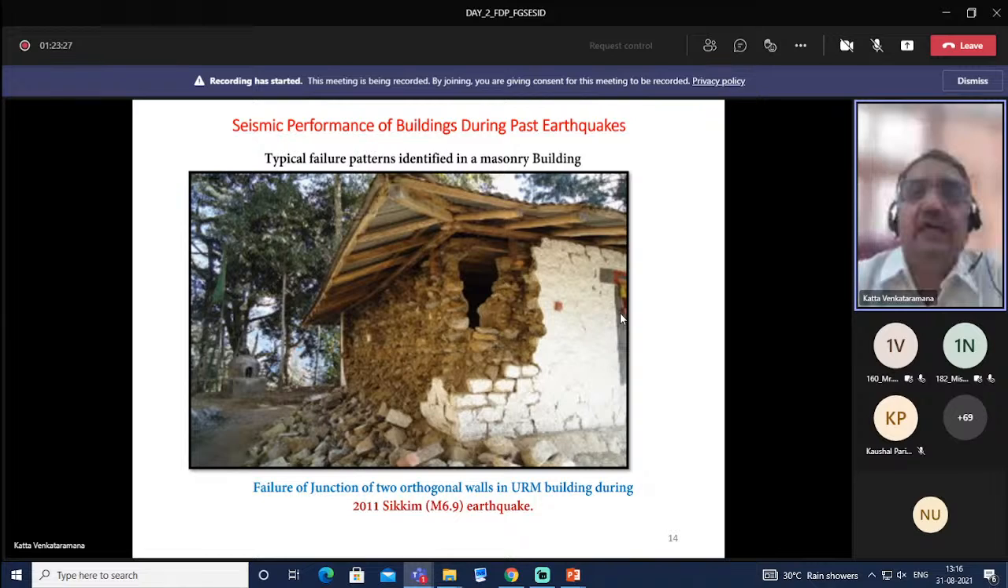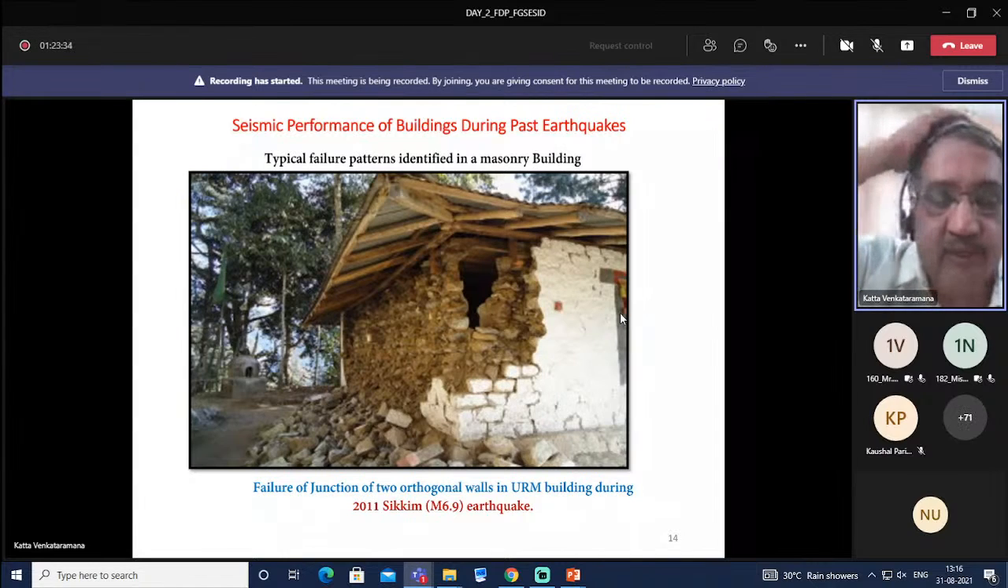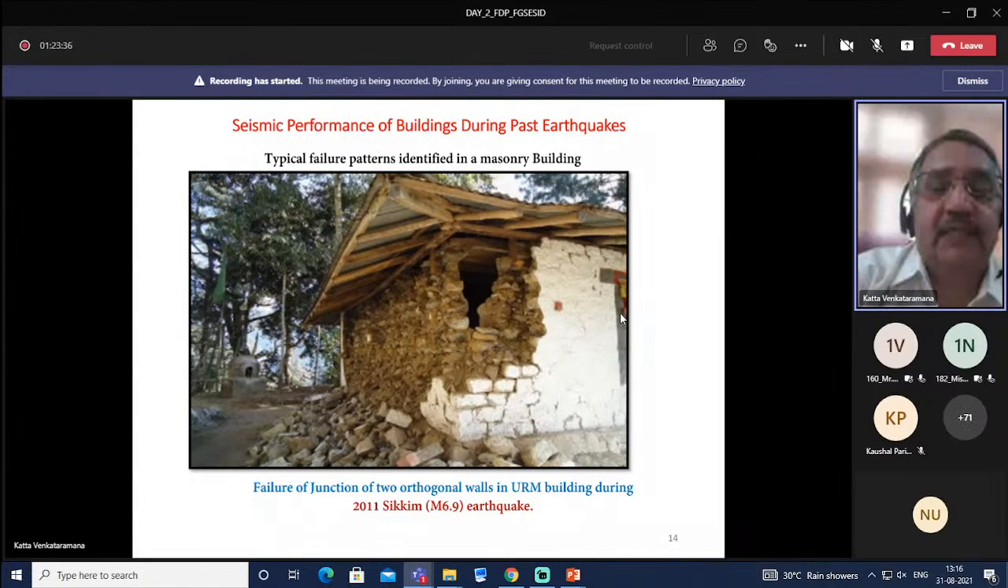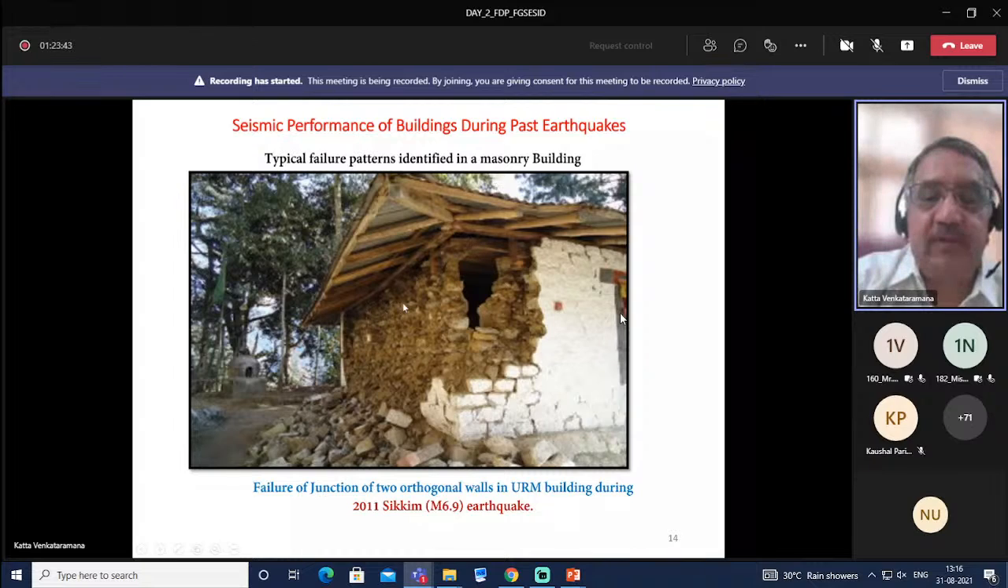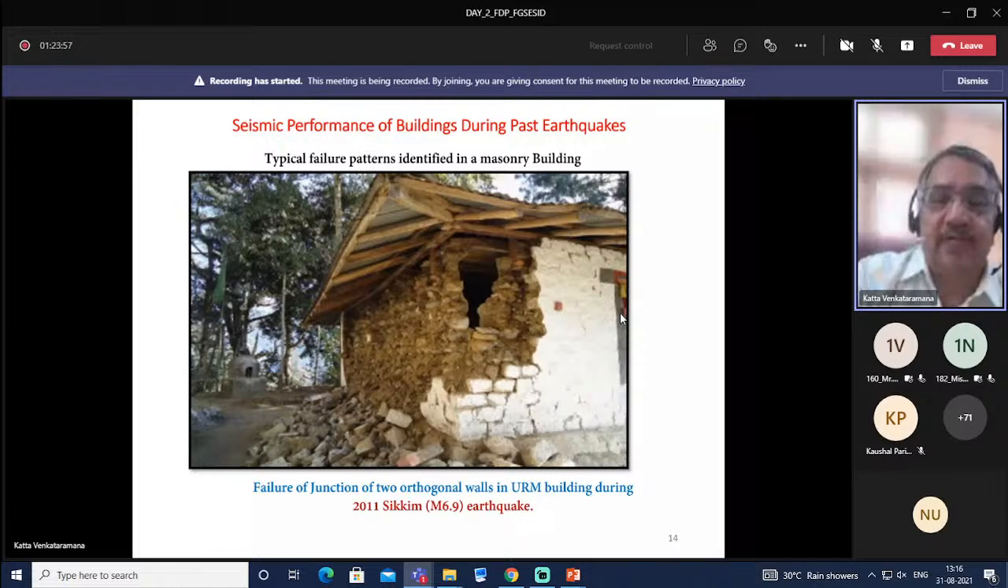Seismic performance of buildings during past earthquakes. We will go through these now. Initially, I simply introduce a few slides about the seismology aspects. Typical failure patterns identified in masonry buildings. Failure at the junction of two orthogonal walls. If you look, this is in one direction, this is the perpendicular direction, and failure here. Unreinforced masonry building, 2010 Sikkim earthquake data.